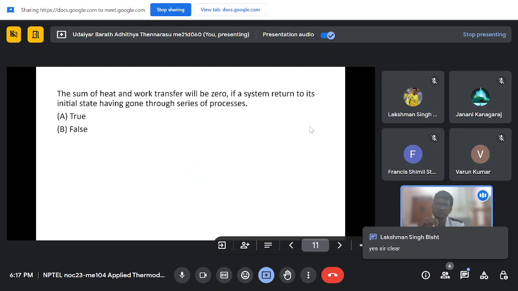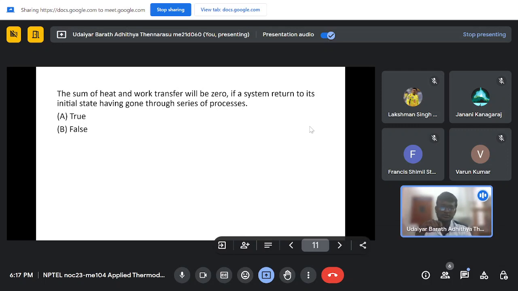Okay, moving on. The sum of heat and work transfer will be 0 if a system returns to its initial state having gone through a series of processes. You are asked whether it's a true or false statement. The sum of heat and work transfer will be 0 if a system returns to its initial state having gone through a series of processes.